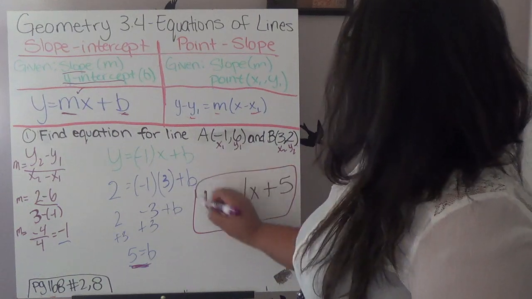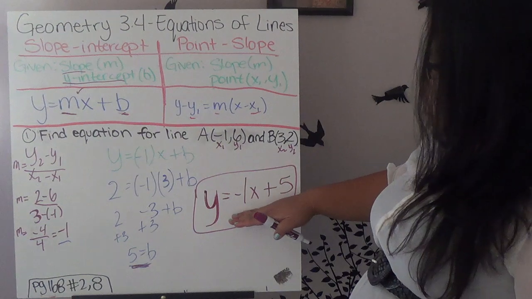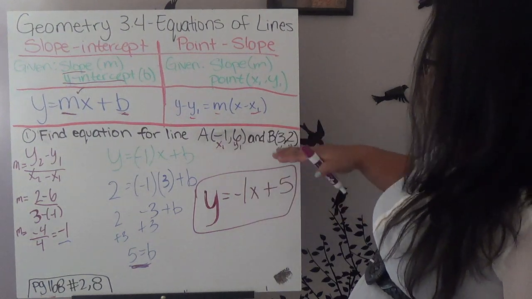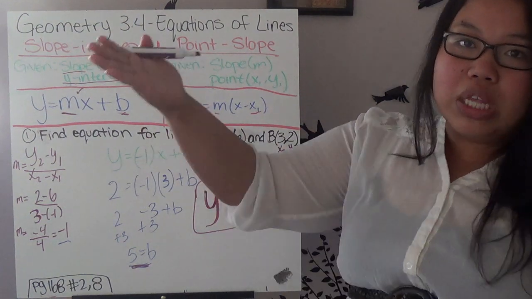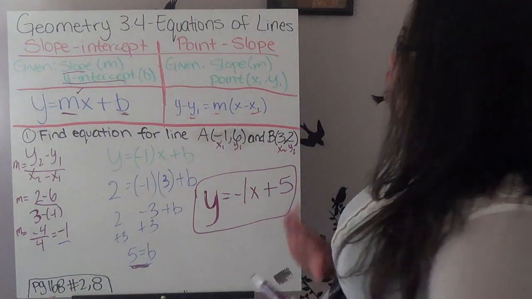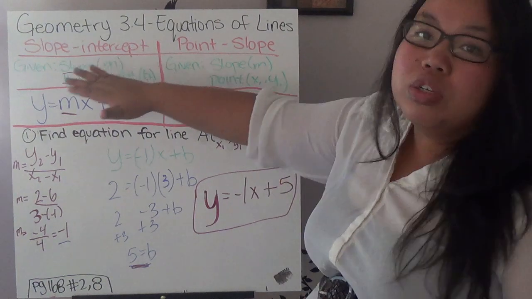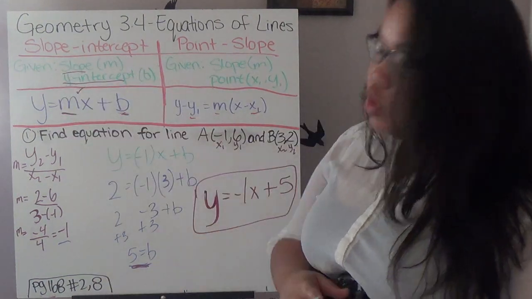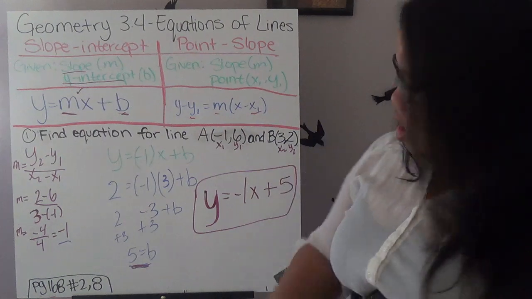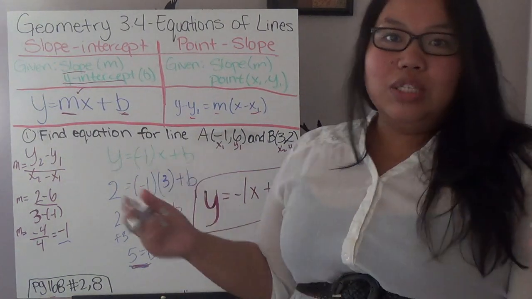And this is my answer. This is how I find the equation of the line. What this tells me is that if I graph this equation, it'll go through these 2 points and show me all the other points that are on this line. So, go ahead and pause it, write it down, and remember we're mastering the slope-intercept form, and try page 168, numbers 2 and 8, and we'll go through it in class tomorrow. Thanks.